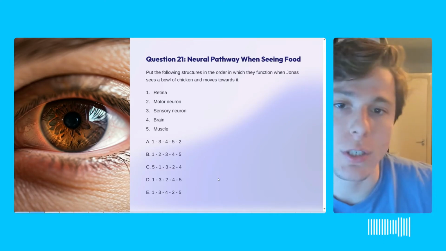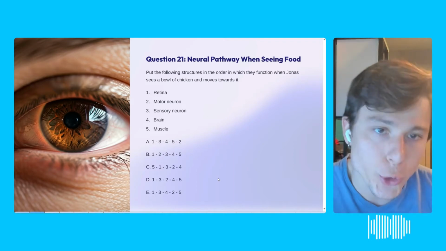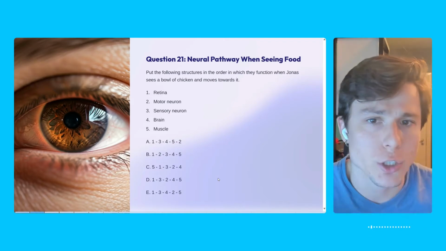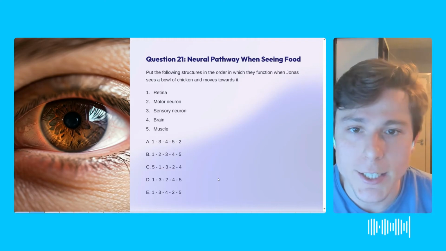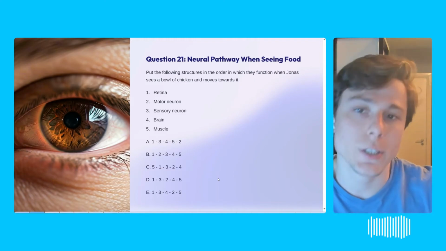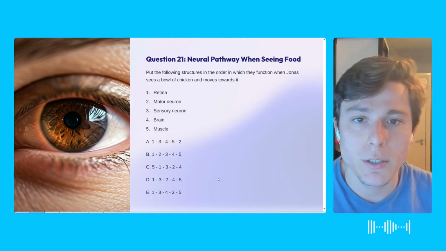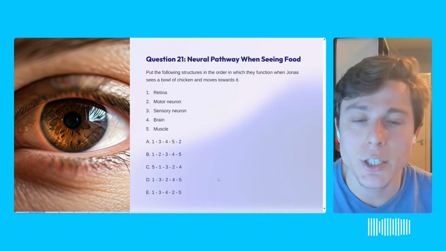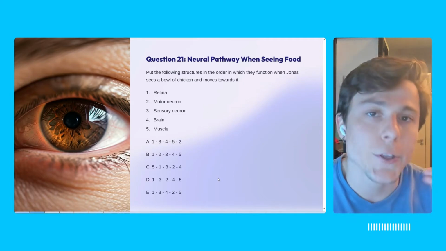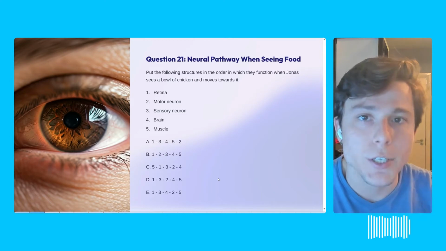Okay, first question. Put the following structures in the order in which they function when Jonas sees a bowl of chicken and moves towards it. So it's a little context to talk about the nervous system. Basically, in this question I want to know if you understand the order of the events and how this influences us.